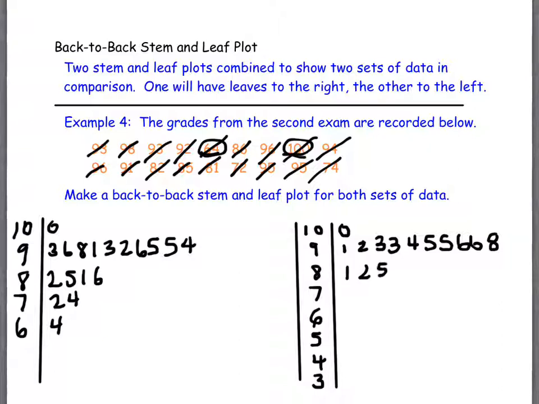How about the 80s line? 1, 2, 5, 6, lined up. The 70s line's already in order, 2 4, and the 60s was 64. So this is actually the stem and leaf plot if it didn't have that second bar on the left for this particular data set.